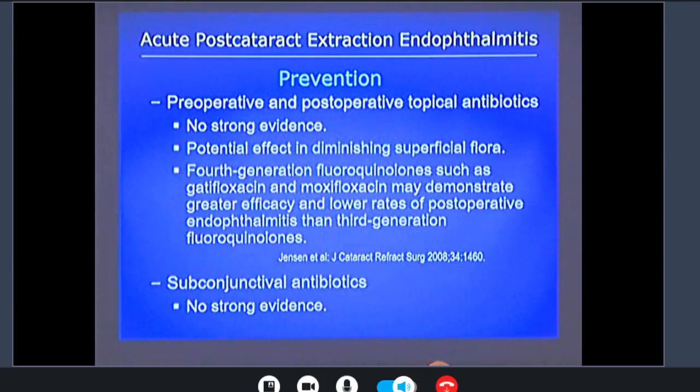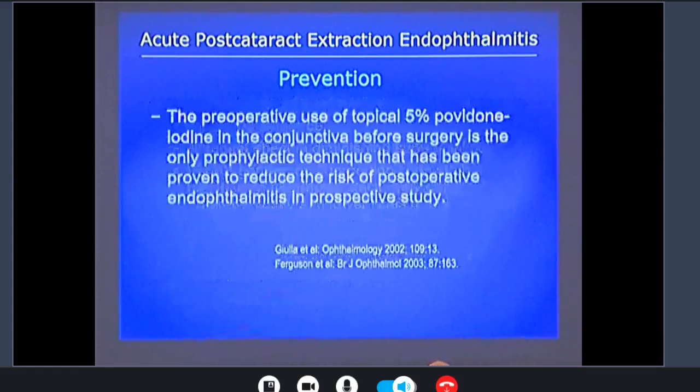How about the use of preoperative and postoperative topical antibiotics? There is no strong proof that the routine use of preoperative and postoperative antibiotics is useful. The same also for subconjunctival antibiotics. But the most important prophylactic measure is the preoperative use of topical 5% povidone iodine in the conjunctiva before surgery. This is the most important prophylactic measure. Careful washing of the conjunctival sac with povidone iodine.